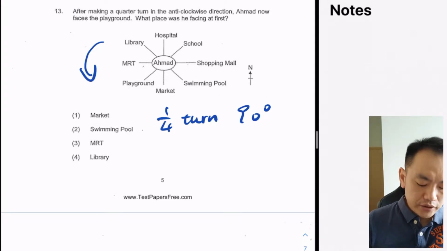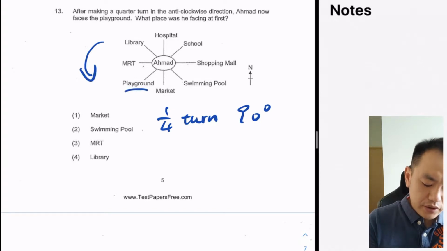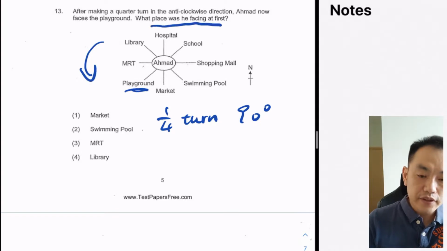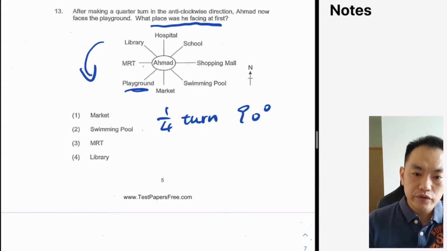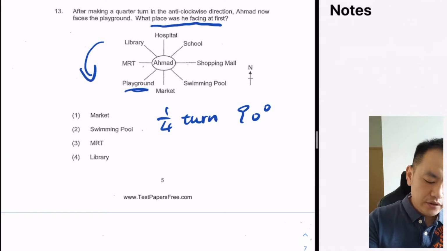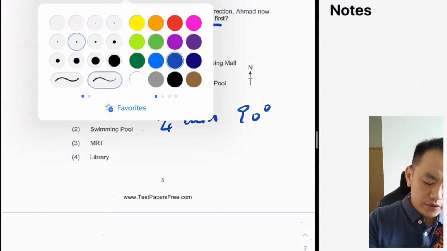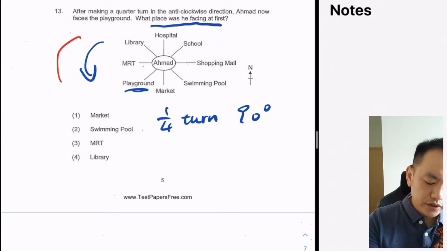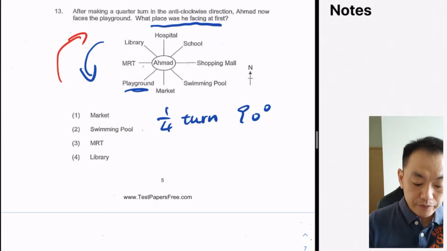So he makes a 90 degree turn anti-clockwise, and then he is facing the playground. So the question is asking where he was facing first. That means you need to reverse the action. So that means you need to turn clockwise, and you need to turn by 90 degrees.